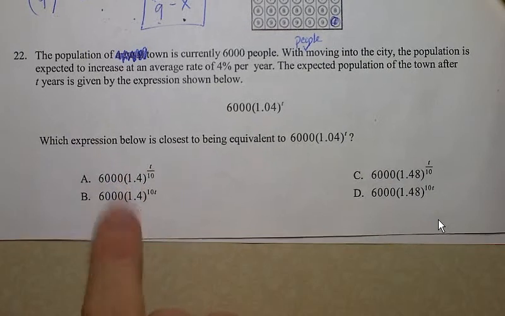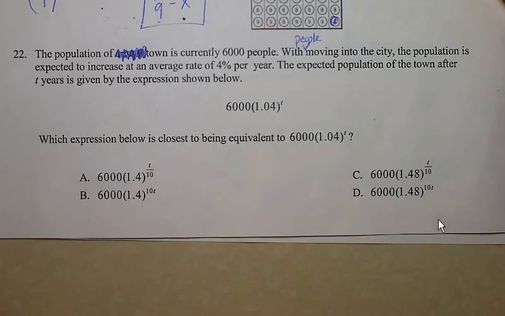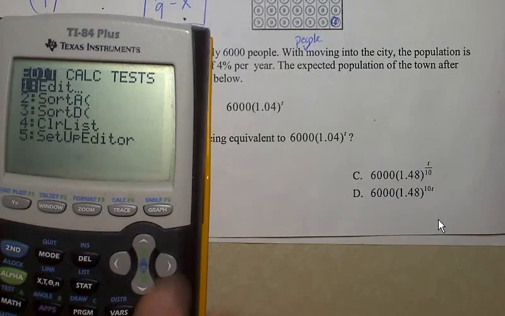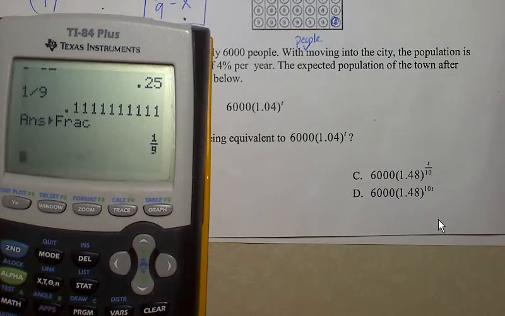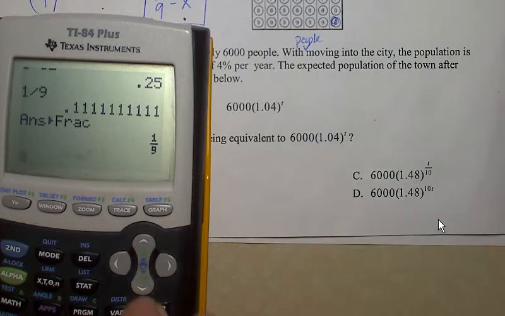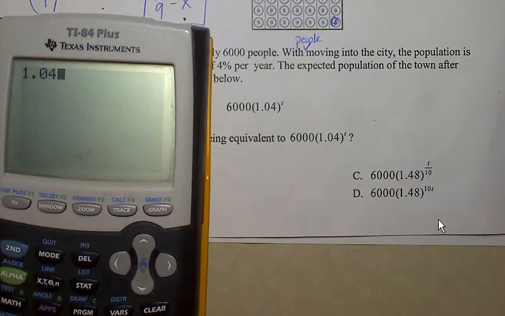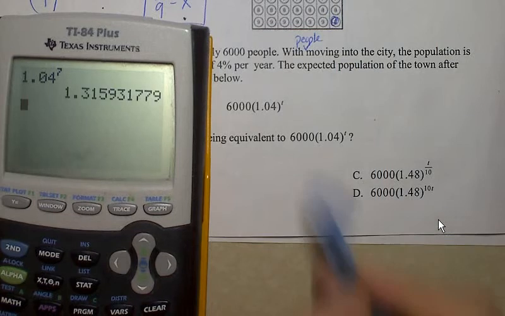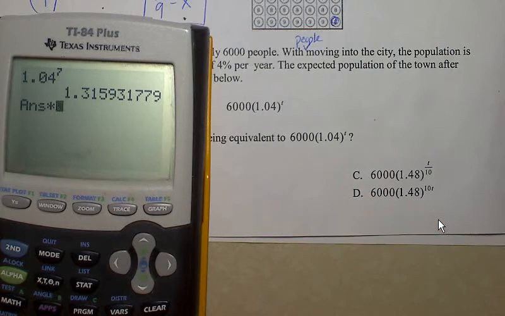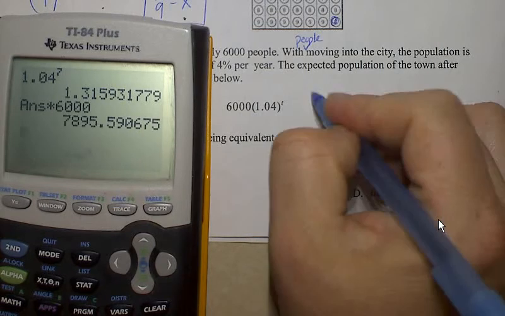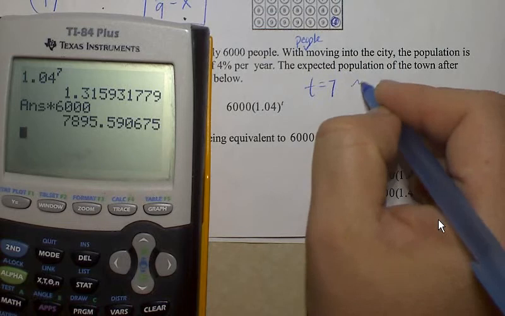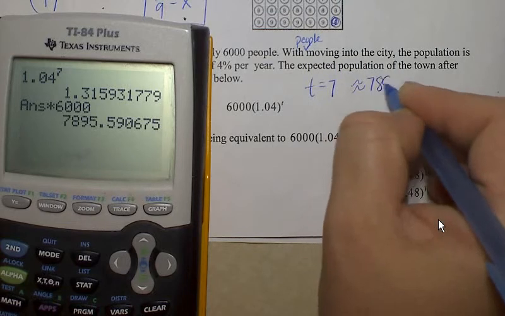Which expression? So here's what I'm going to do. I'm just going to use common sense, okay? Give me a number. Let's go, Gigi, give me a number. 7. Okay, let's evaluate this for 7 right now together. Remember, we do the exponent first, so raised to the 7th. I inserted 7 for a t. And now I take that quantity times 6,000 out front. So when I say t is 7, my answer is approximately 7,896.